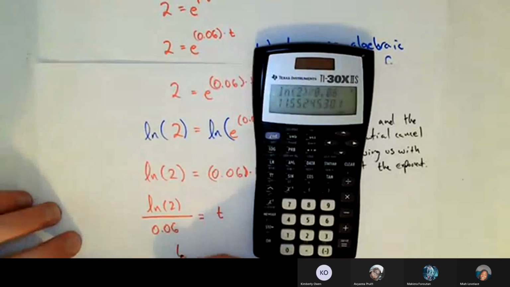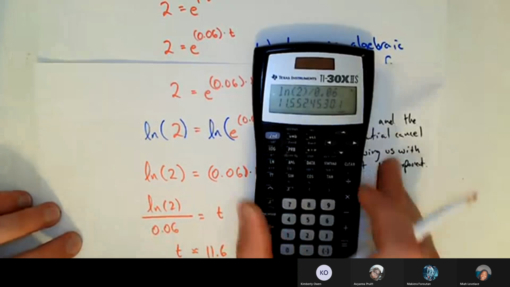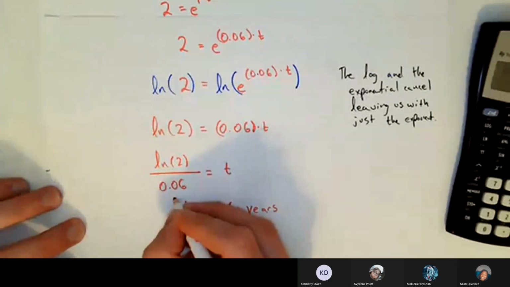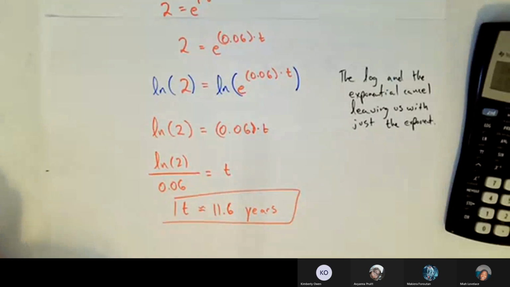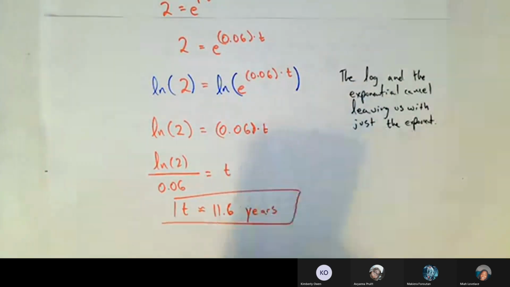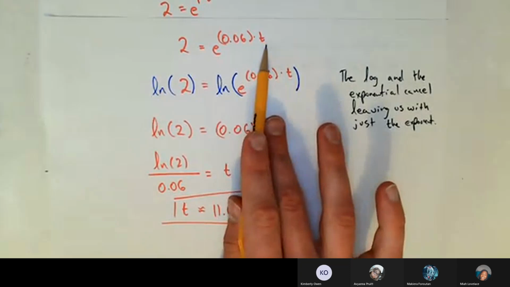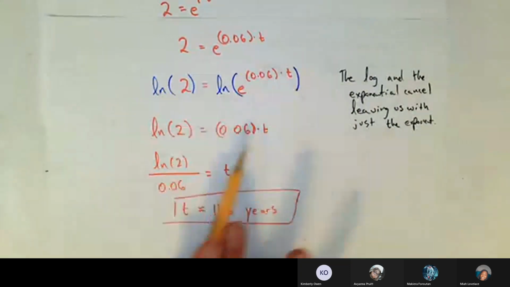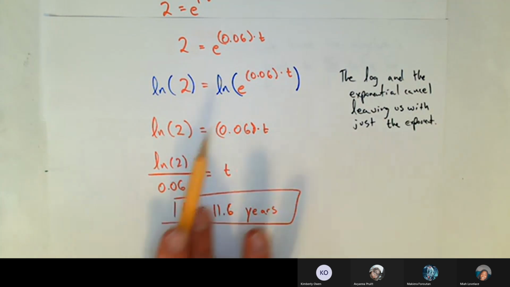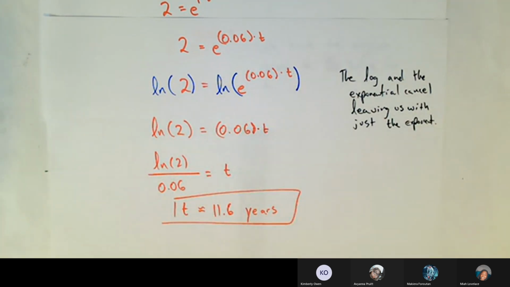So time is approximately 11.6, and remember time here is measured in years. Okay, so this is the power of logarithms. They unpack variables from the exponent position, where it was unachievable previously, and now we have tools to explicitly solve for the variable that's packed up into the exponent position.